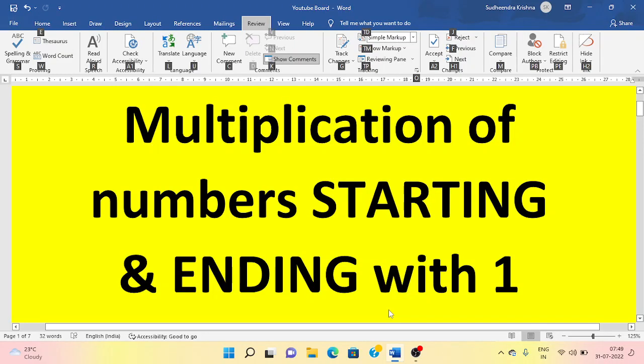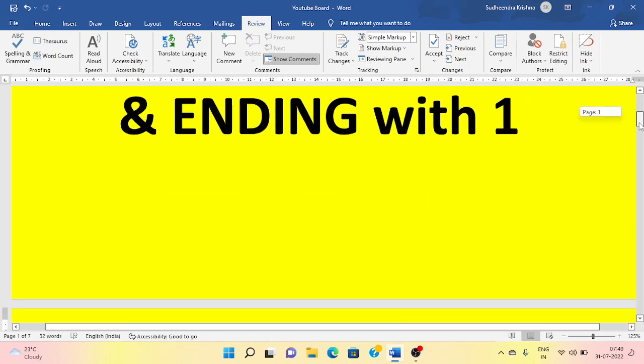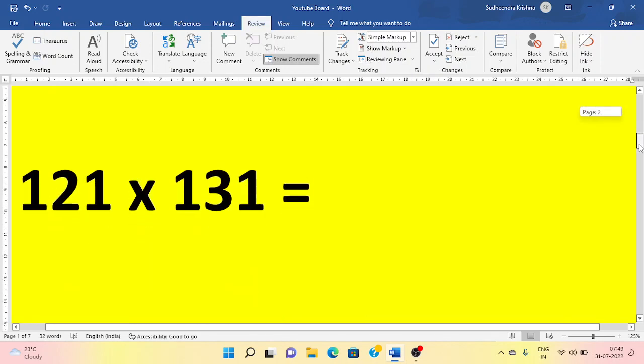In this session I'll show you how to multiply two 3-digit numbers which are starting and ending with 1. Let us take a simple example: 121 into 131.